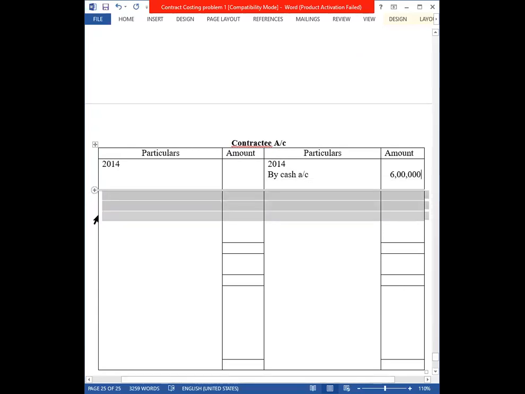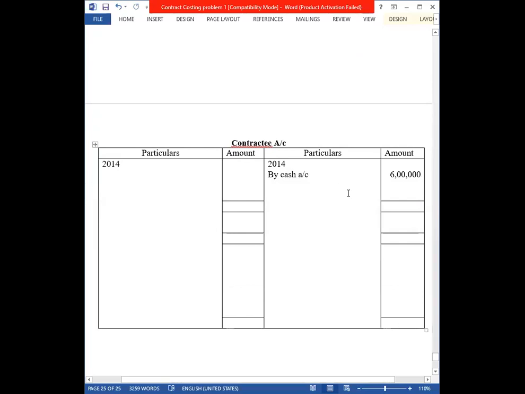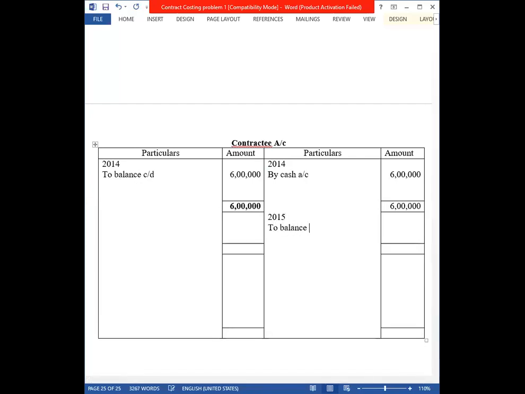I'm going to balance it. Write the same 6 lakhs on this side and the same 6 lakhs on the other side and balance it. You will be writing it as to balance carry down, and the amount is how much? 6 lakhs he has paid. So this you are going to show in the next year, 2015, as to balance brought down. So the same 6 lakhs I'm going to write on the credit side. From this you are going to show it as a balance.